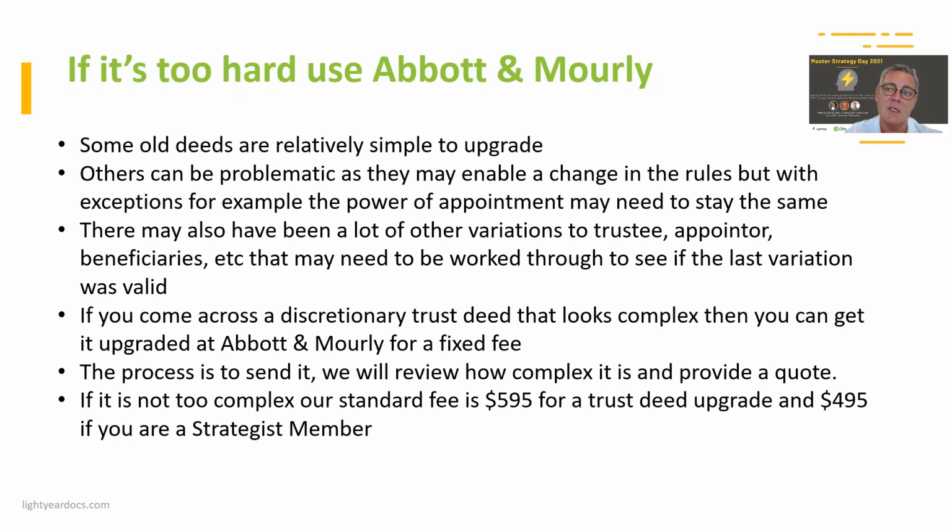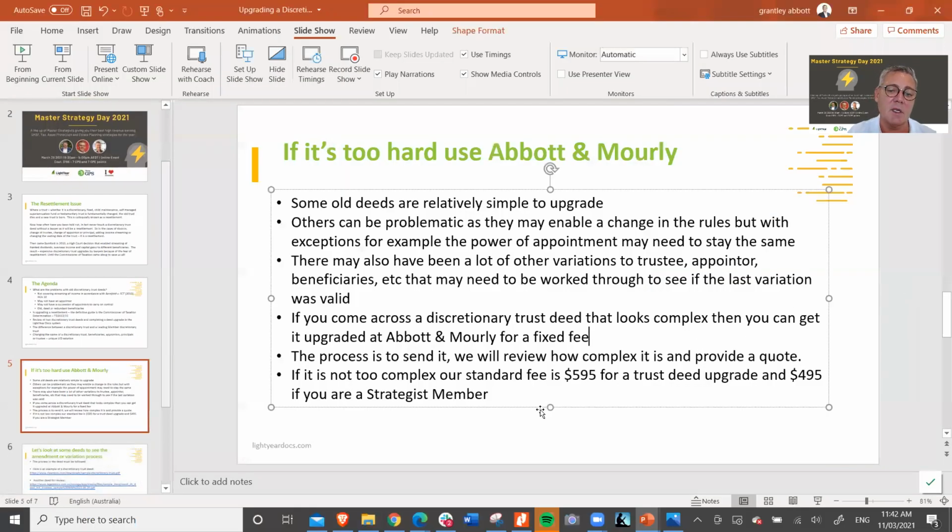Depends on how complex it is, but generally it's $595 for a discretionary trust deed upgrade. And remember, you just give us the nasty ones, and it's only $495 if you're a strategist member. Obviously, if you're a strategist member, the bulk of the discretionary trust upgrades you'll be able to do, and effectively you'll go on the system. But you will come across one or two that are pretty diabolical. So let's just bounce out of here.